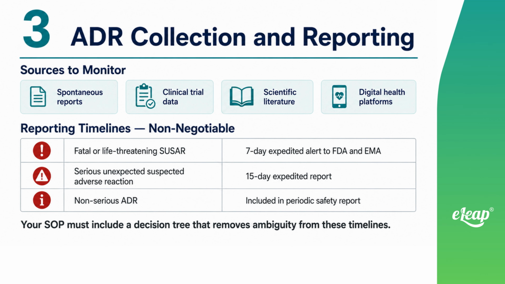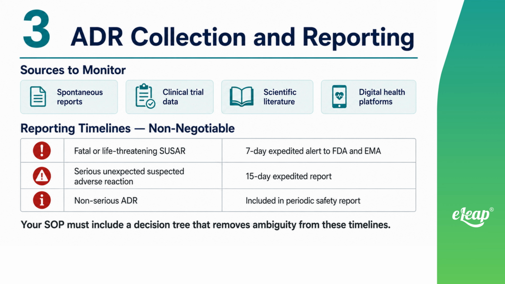Step 3 covers the core of pharmacovigilance: adverse drug reaction identification, documentation, and reporting. Your SOP must define the sources your team monitors: spontaneous reports, clinical trial data, scientific literature, and digital health platforms. It must also establish your timelines.